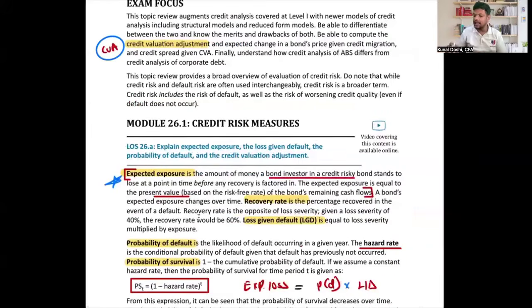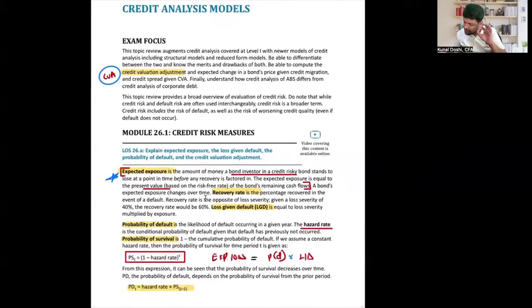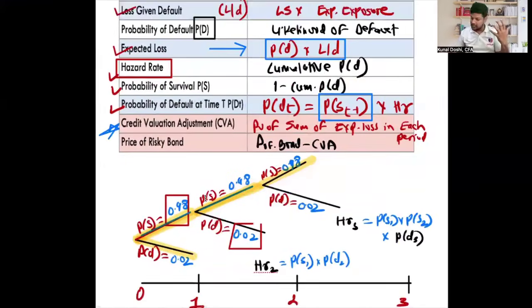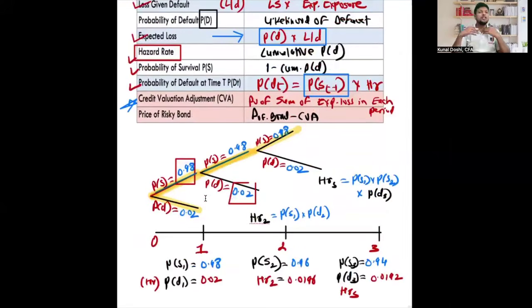This topic is all about calculation of CVA, that is credit valuation adjustment. Now, credit valuation adjustment is nothing but the present value of all the future expected losses. So, what is CVA? It's nothing but the present value of all the future expected losses. For this, you need to understand several formulas. However, when you do an example, you realize you don't need all of these formulas.